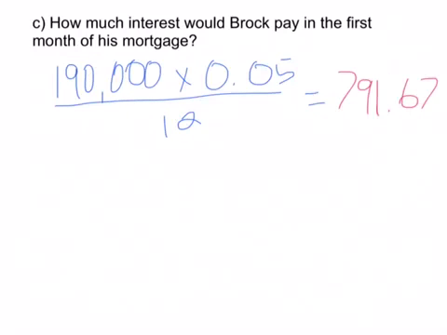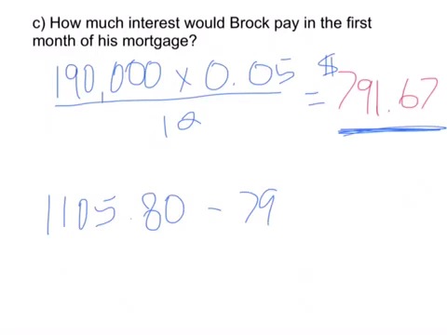So that would be the other type of question I could ask you here. I'm not going to ask you to do the big chart that we worked out in previous classes. This is just taking one step from that chart. So either figuring out what the first month's interest is going to be, $791, or you could go 1,105.80 minus 791.67, and that would give you his principal payment.